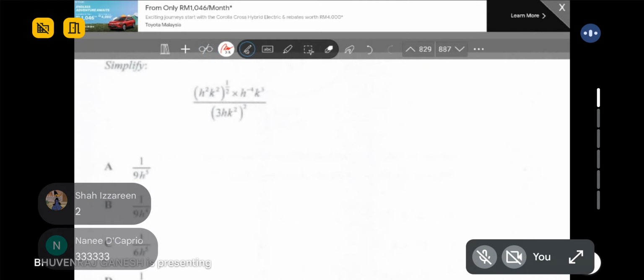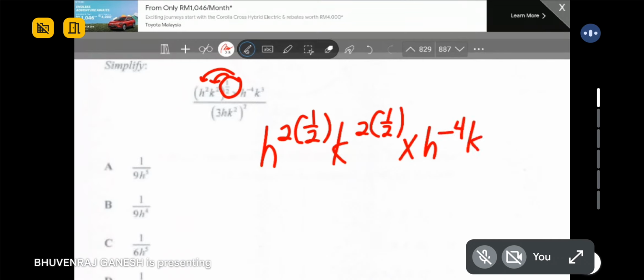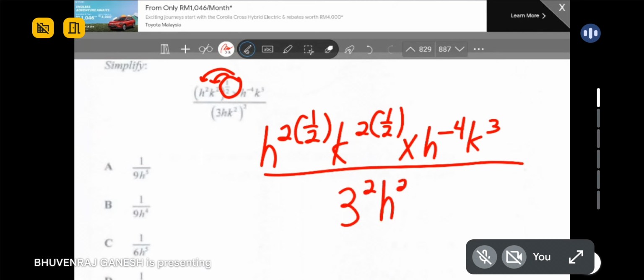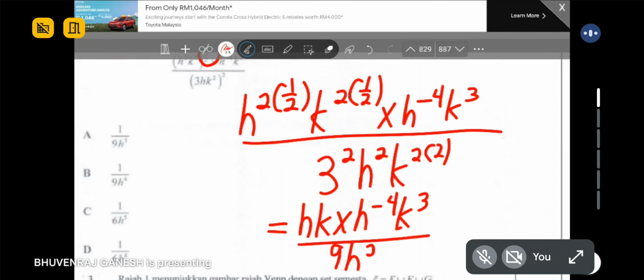Okay, so for question 2, this one is the index law. Basically you just need to expand lah guys. Kembangkan. So just kembangkan kuasa ke dalam. Expand the power inside, times h power negative 4 k power 3 over 3 power 2 h power 2 k power 2 times 2. So you will get hk times h power negative 4 k power 3 over 9 h square k power 4.